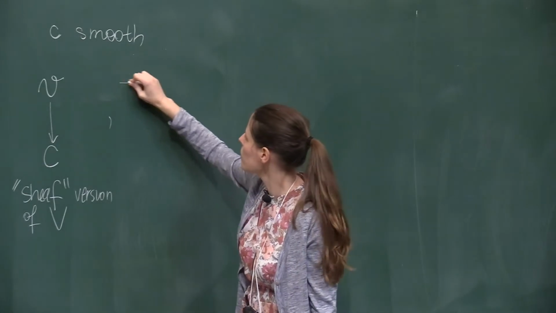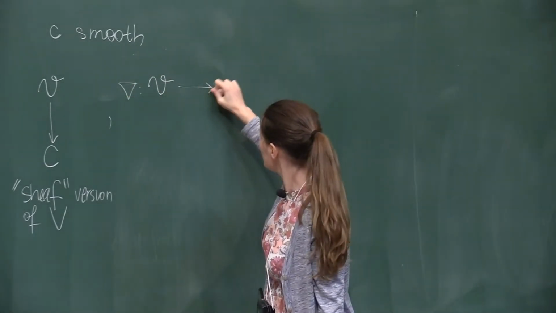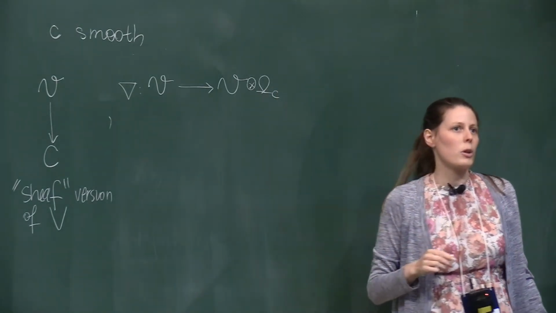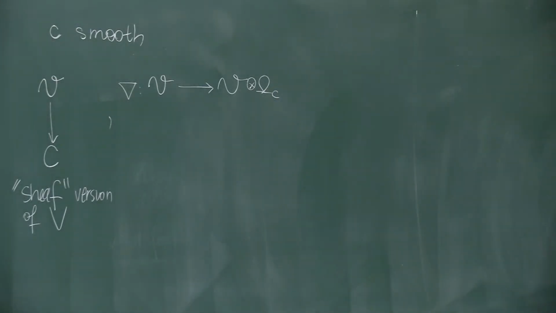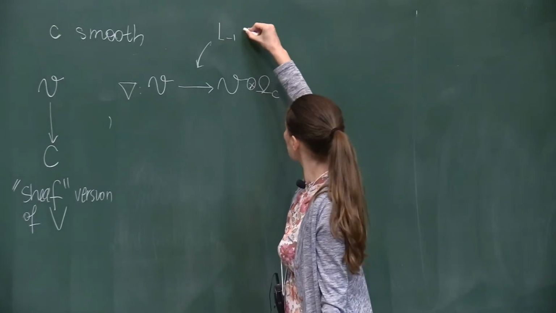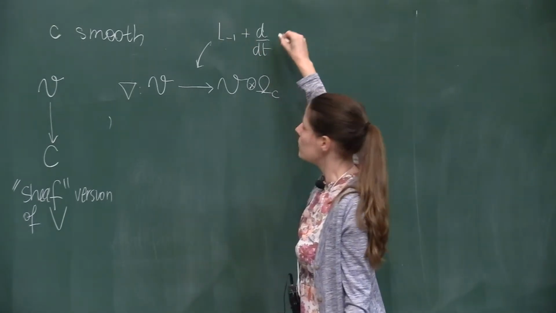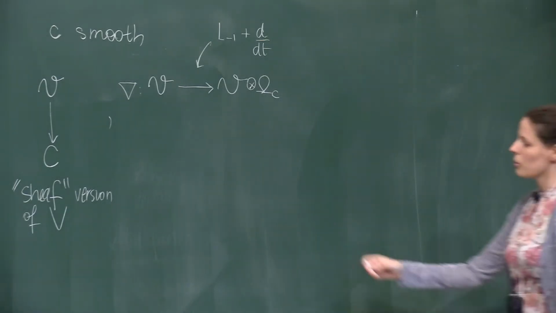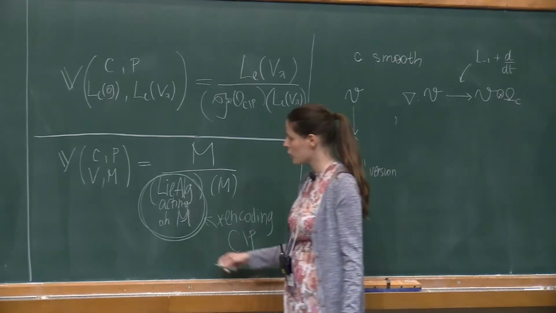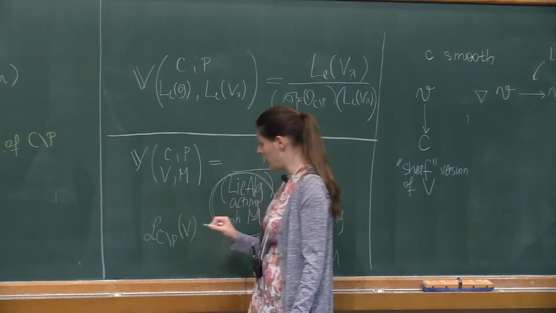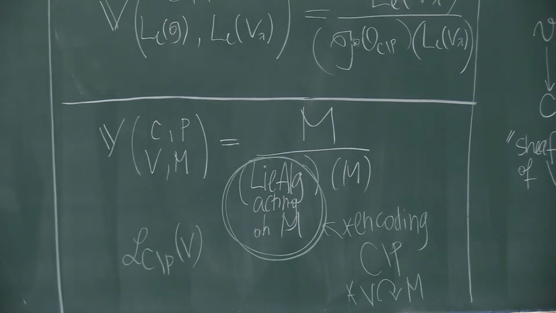And furthermore, there is a connection which really lifts the action of the Virasoro, a coordinate-free version of L minus 1 plus d/dt. Right? So there's a way of lifting it. And so we can define this Lie algebra, which I will call L of C minus P of V, the chiral Lie algebra.